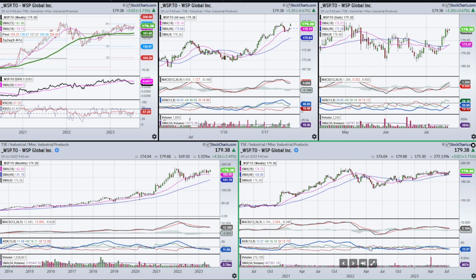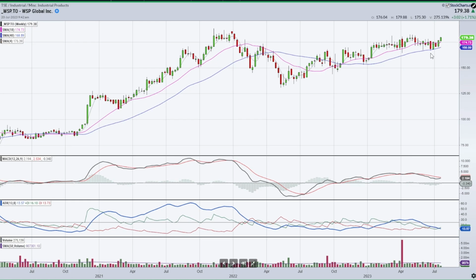Where I think I would get concerned here is a break of this most recent low. And the reason is that this is such a key level over the last year. You see how it acted as resistance a couple times, and then it acted as support a few times. If we break that, then I would start to get worried that we're going to work our way back down to the next support zone.